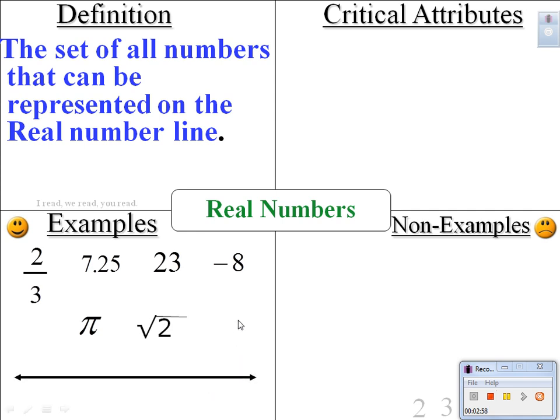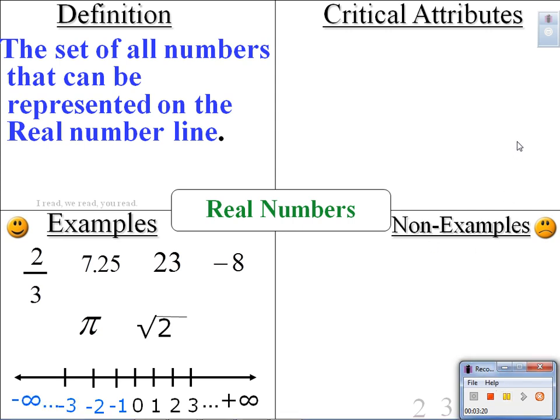And what we started with this week, we started with all the counting numbers. And if we include 0, they become what? Whole numbers, yes? And if we include now the opposites, what are those? Integers, right? So including all those, all these are real numbers. Copy that.